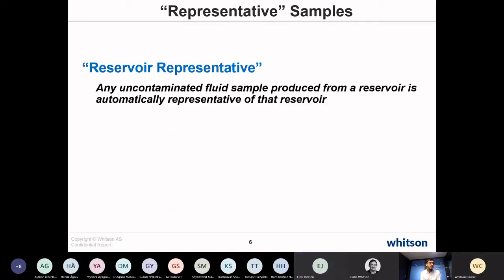Yes, Hans? I don't agree with what you're saying here, that any uncontaminated sample is representative, because you have a lot of things that can happen with the sample. You can have a large drawdown on the sample, and that will not be representative. So you cannot say that any uncontaminated fluid is representative.